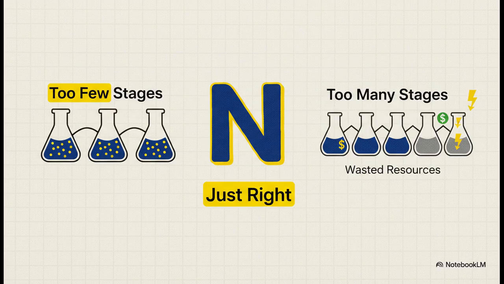The key to the entire design really boils down to finding one single number, and we call it N. N is just the ideal number of those separation units or stages that you need to get the job done right. If you have too few, well, your separation is going to be incomplete. But if you have too many, you're just wasting a ton of money and energy. It's all about that sweet spot.